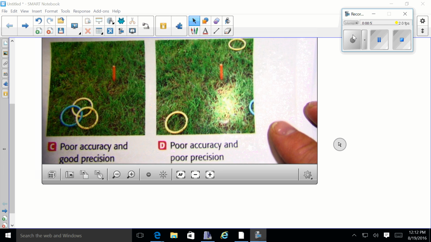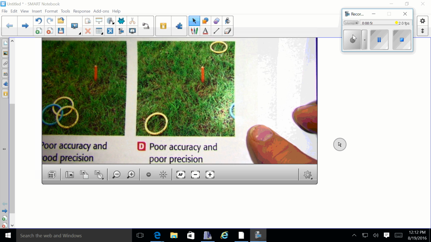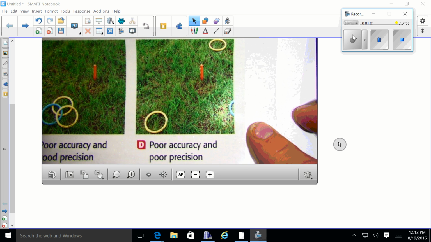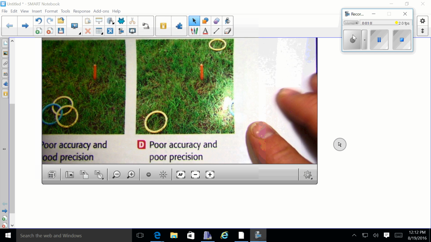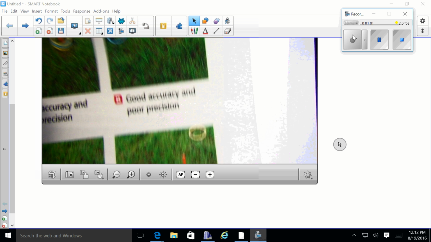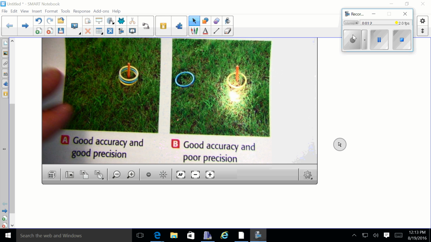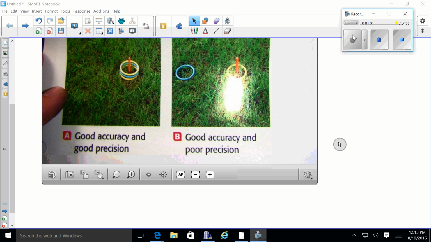This one right over here, sorry about the glare, is neither good accuracy nor good precision because the rings are not close together. That means it's bad precision. They're not close to the peg. That means they're bad accuracy. If you look right above it, here you have one ring that's off to the left, one ring that's on the peg. So you got roughly good accuracy because you got a ring on there, but they're not very precise whatsoever. And then the next one is good accuracy and good precision because they're all close together and they're all right on top of each other.